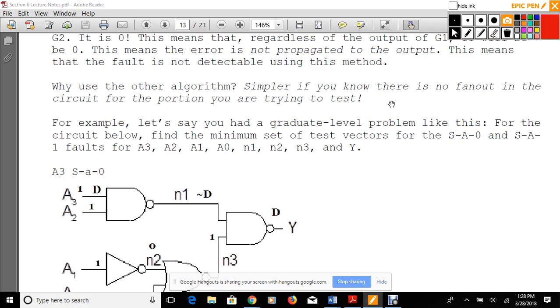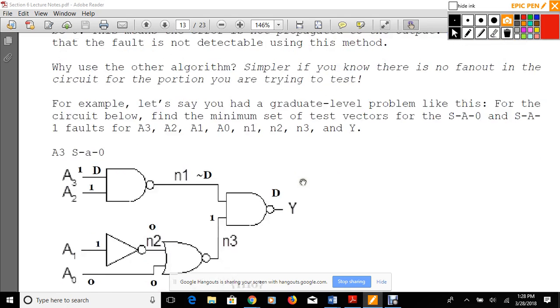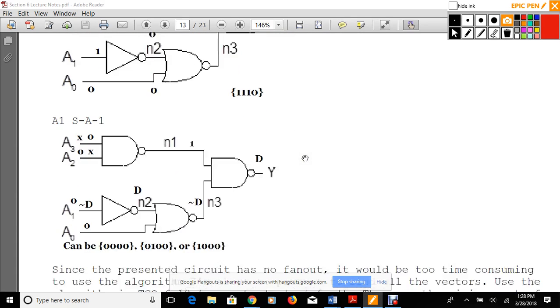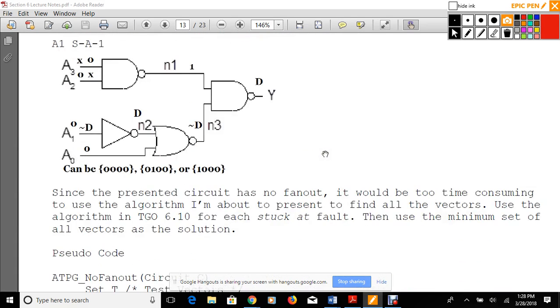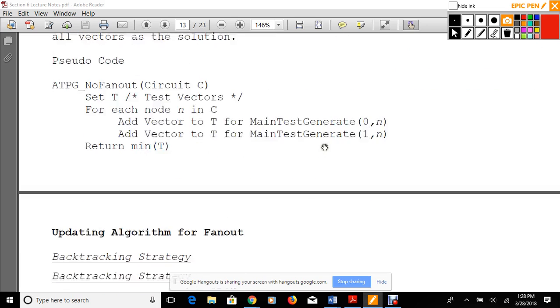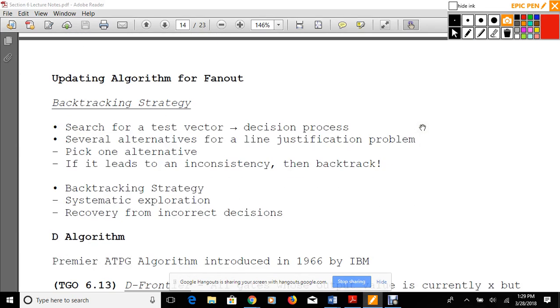When I took a graduate course, my assignment was to write in C a program that did the full D algorithm for, I think it had to be up to like an 8-input circuit. But if you implement it right, it works. So I said the same thing. Everything I've just described is here.